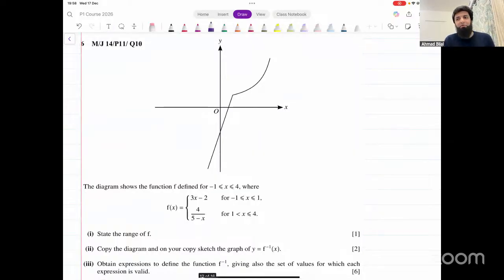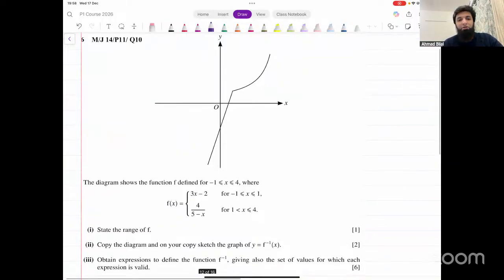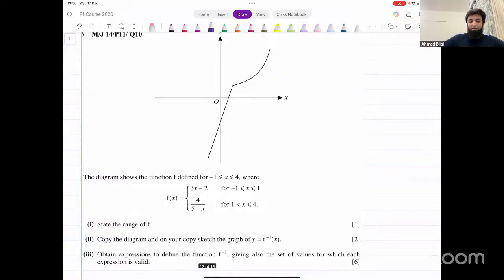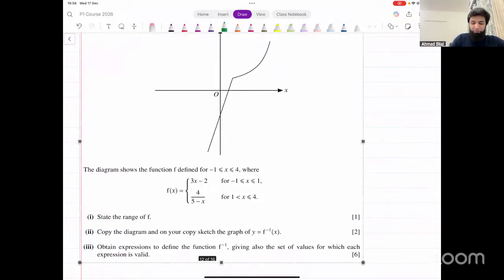This is another type of question that you will see in past papers, that they will have a function defined in multiple parts like this. You'll have two parts in which the function would be defined. So they are saying we have this diagram that shows the function f, which is defined for x between -1 and 4. Where f of x, this whole thing is called f of x. It's defined in two parts.